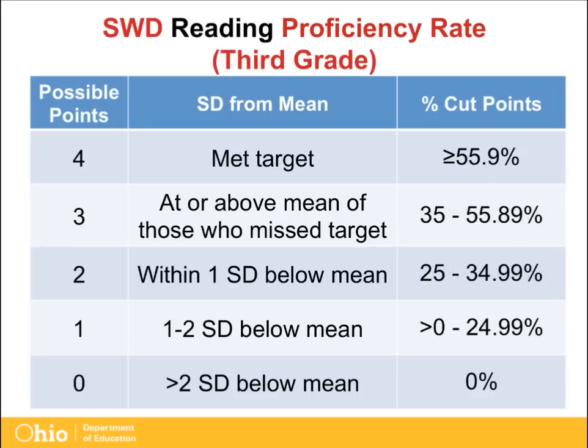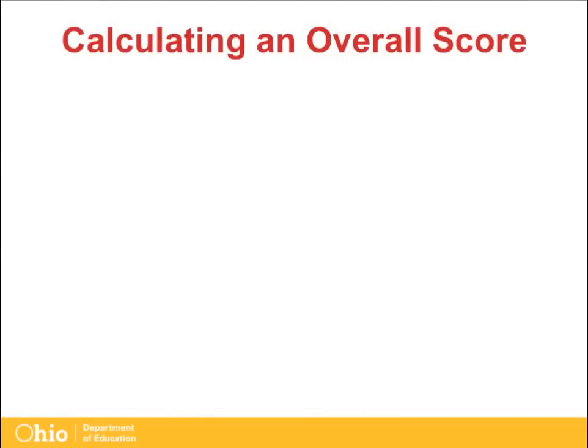This table shows how points will be assigned for the reading proficiency rate for third grade. Points are assigned using the same process we covered for the math and reading proficiency rate across all grades. Note that the targets are the same for both reading proficiency measures because we don't have different targets by grade level. However, the point ranges are different because the distribution of performance is different. In general, third grade reading proficiency rates are lower than reading proficiency rates across all grades, resulting in different ranges for assigning points.